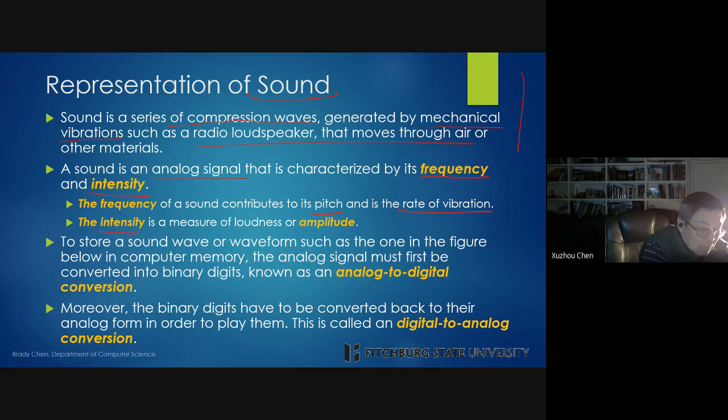Now the intensity basically measures the loudness. Many times we call it the amplitude. The sound is basically stored as a waveform. For example, here you measure the amplitude against time. The sound can look like this: louder here, relatively lower voice, and louder again, louder again. So you can represent it as a waveform.